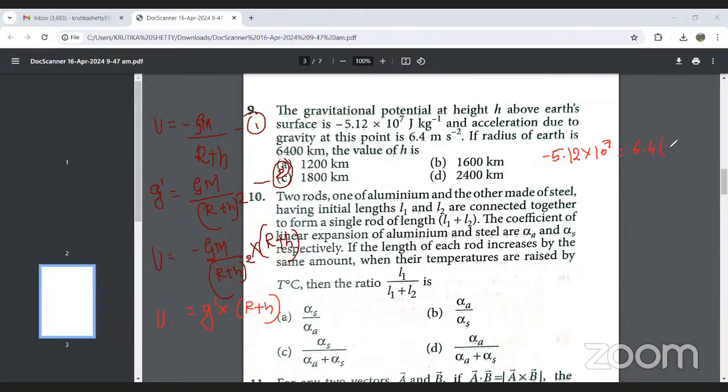R is 6400, but it is given in kilometer, plus H. I'll just take it as 10 raised to 3 because it is given in kilometer. So please solve it for H and tell me the answer first.